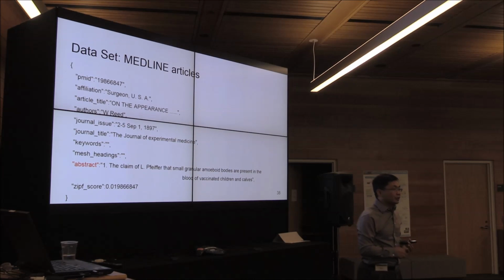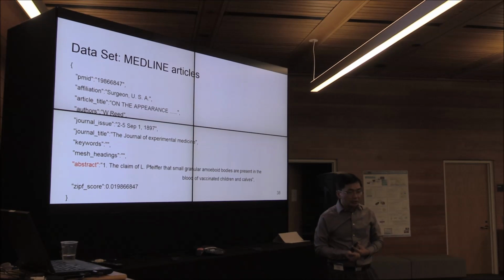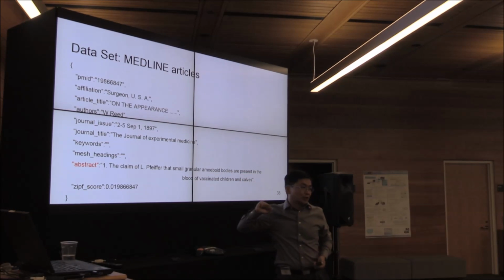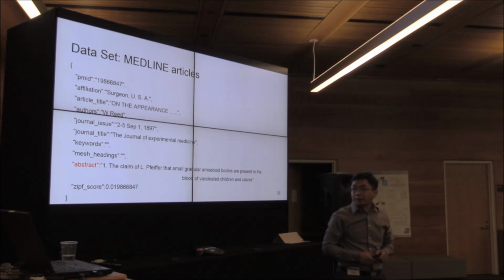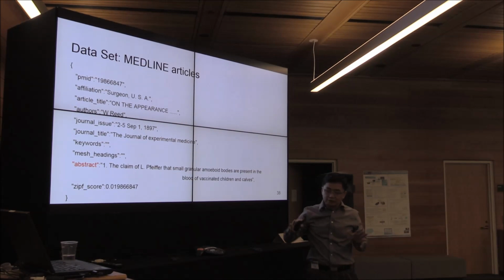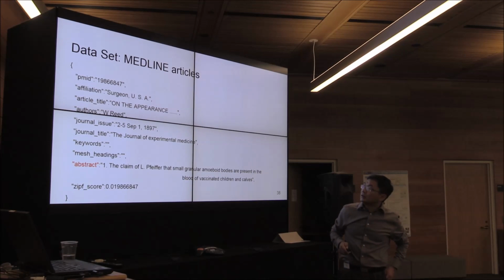The data set that we use, as I mentioned earlier, is medical publications. We mainly focus on the abstracts. This is from Medline. We have a collection of 26 million records, and the abstract is the longest attribute in the schema.